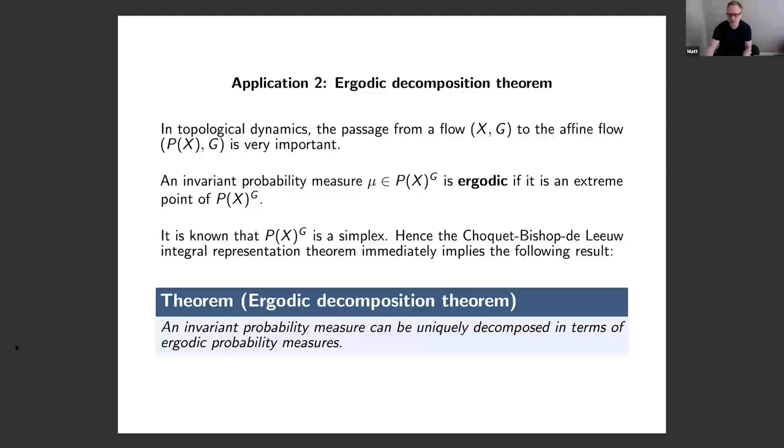This result has been known for a long time. It was actually known long before Choquet proved his theorem and Bishop-de Leeuw proved their theorem. But their results really give, in my opinion, the easiest, most accessible proof of this fact.